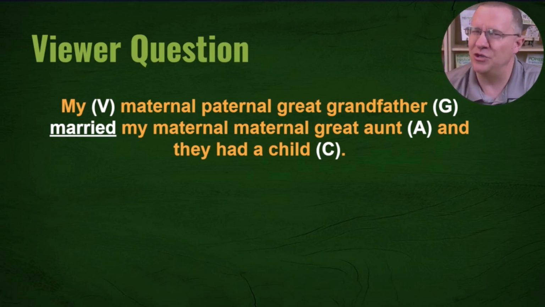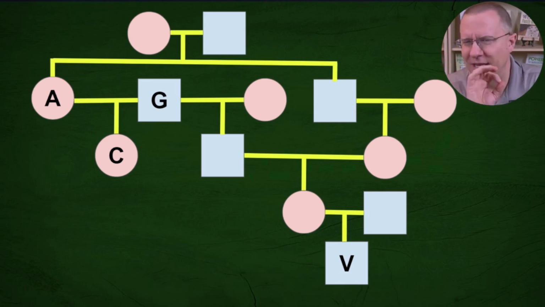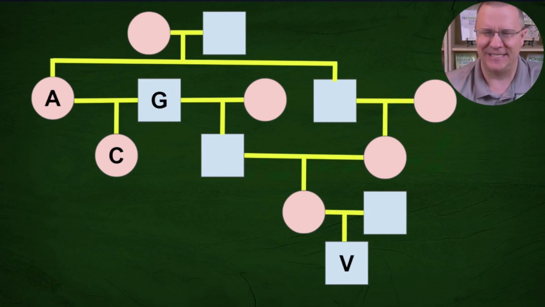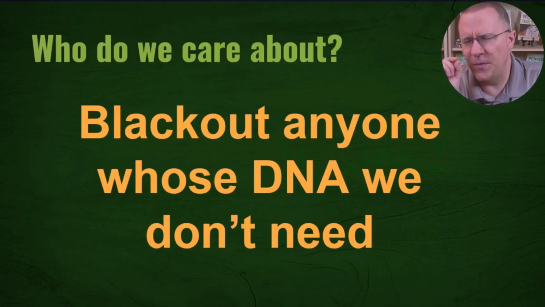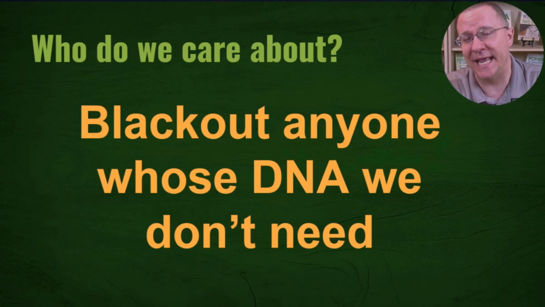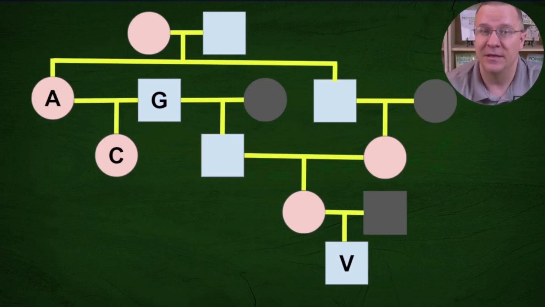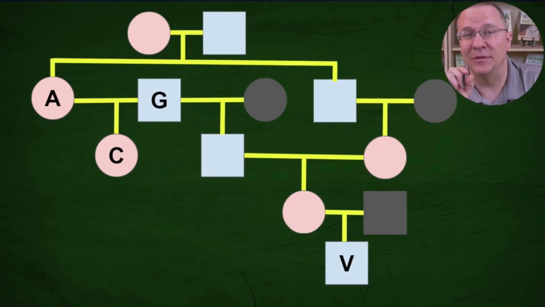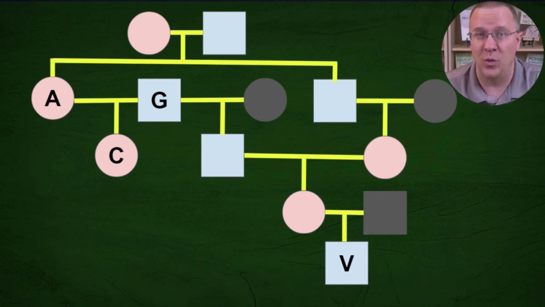I hope you're not getting too confused here. But we can again draw this out, and we come up with a chart that looks something like this. So the question we want to ask ourselves is, who do we really care about? And we can black out anybody whose DNA we don't need. Usually this is going to be spouses who are unrelated through the different chains. So in this case, you can see I've blacked out these spouses whose DNA is not going to be contributing to any of the matches that we're concerned with.